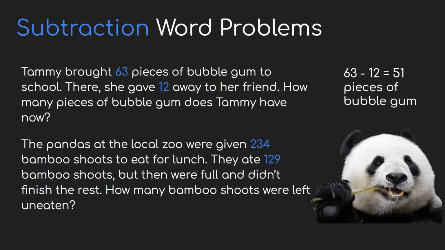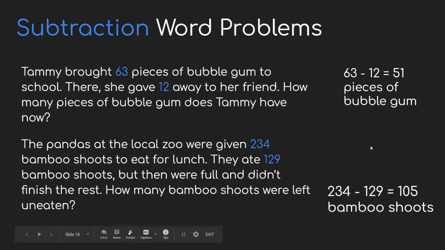We're going to start by seeing what it's asking again. So what it's asking is how many bamboo shoots were left. So if we start with 234 and then they eat 129, the amount that's going to be left is going to be 234 minus 129, which is equal to 105 bamboo shoots.